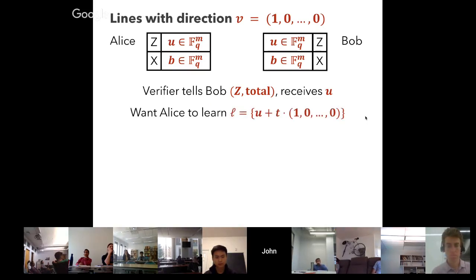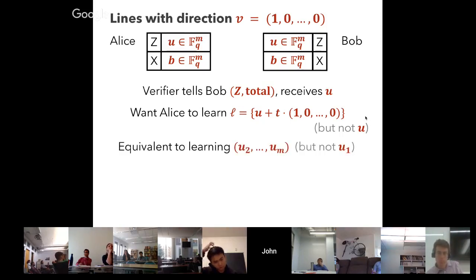Now, okay, we did the point. Now we got to do the line. So we want to learn L, which is U plus T times (1, 0, 0, 0). And we especially want Alice not to learn the point U. One thing we could do is tell her to do Z total on her Z register, but she would learn U. She'd be able to use that to learn the line as well, but she'd learn too much. So we have to prevent her from doing that.